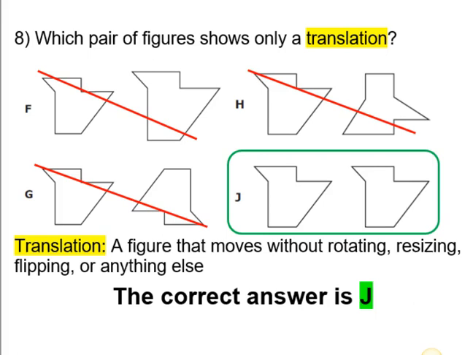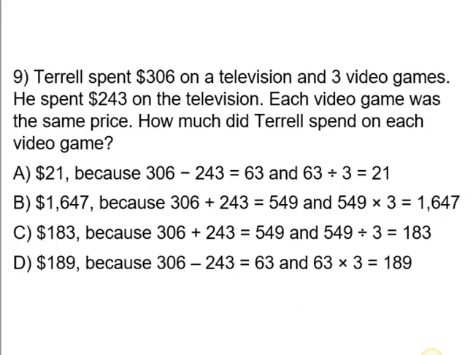Let's take a look at question number 9. Terrell spent $306 on a television and 3 video games. He spent $243 on the television. Each video game was the same price. How much did Terrell spend on each video game?